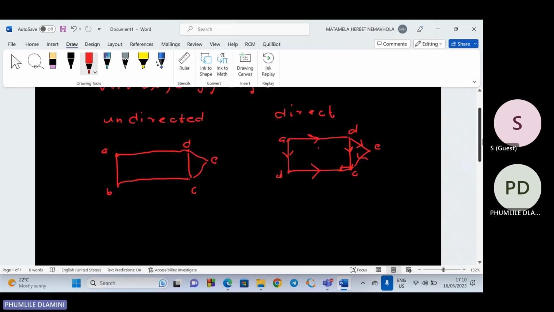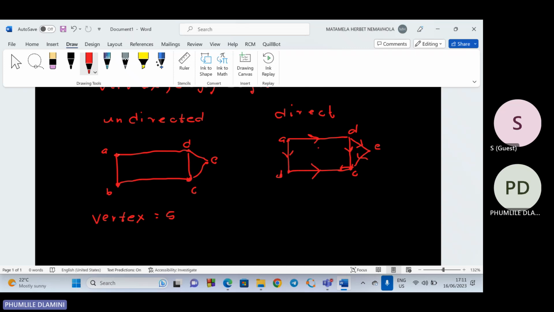So now when we talk about the edges of a graph, or the vertex of a graph: the vertex of a graph is this dot here, 1, 2, 3, 4, and 5. If we check this graph, it has 5 vertices, equal to 1, 2, 3, 4, 5.